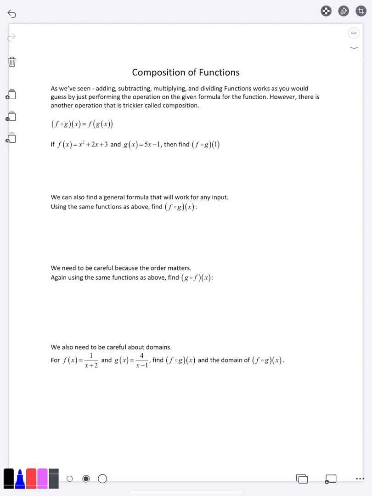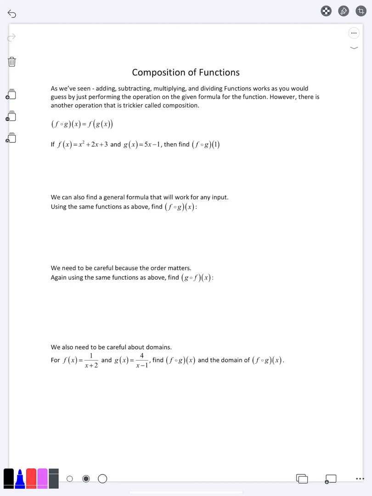We would just go ahead and add up the formulas for them or subtract or whatever it may be. But this next one that we're going to see is going to be significantly harder to deal with. It's something called composition of functions. So let's go ahead and see it here.